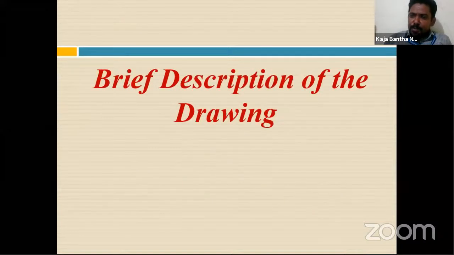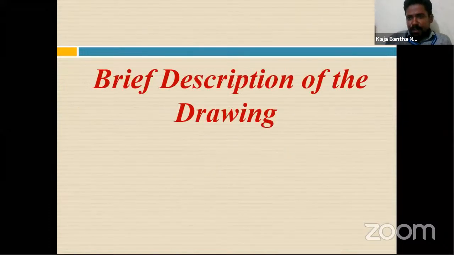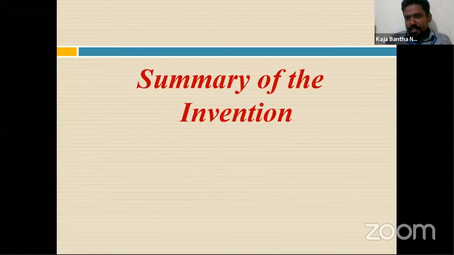Summary of the invention. You write it, sir, in your own way, one by one. For example, this is my invention, and this is how it works, step by step, the methodology and technology. You should be able to explain your product yourself, visualize it, and write your invention summary.